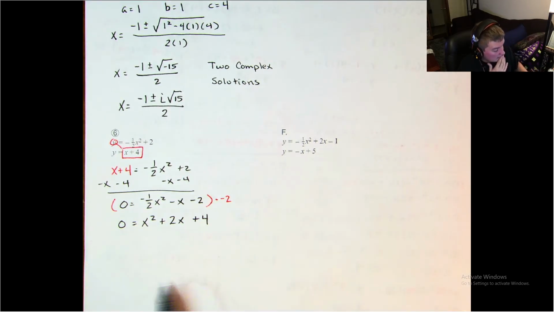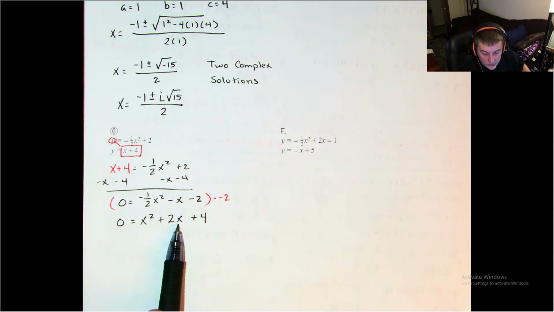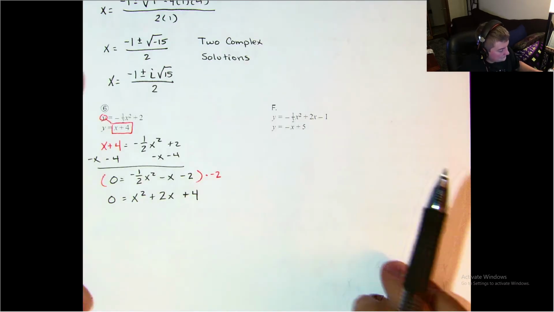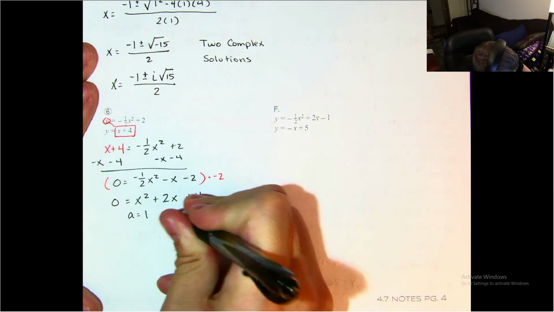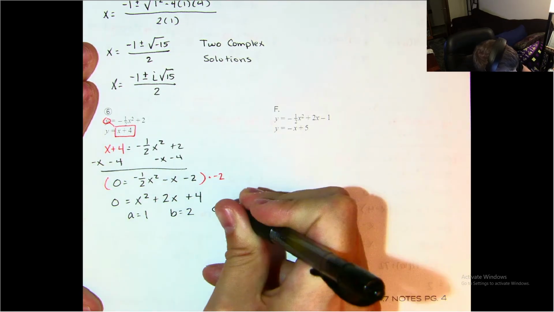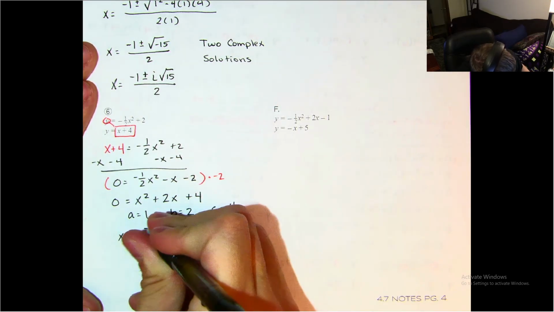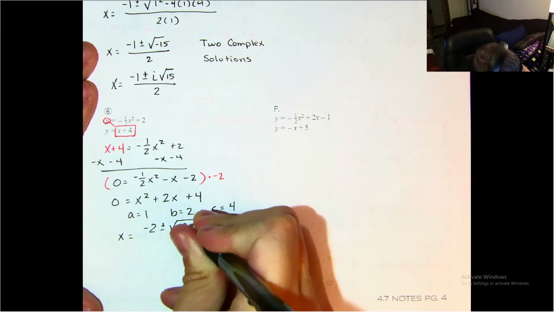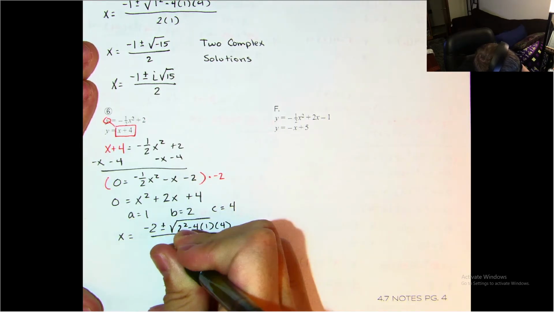And then again, we're getting a problem. We're not going to find numbers that multiply to 4 and add to 2. So that tells me that we're going to have to use the quadratic formula to go ahead and solve this. So my a value here is 1, my b value here is 2, and my c value here is 4. So that means x is equal to the opposite of b plus or minus the square root of b squared minus 4 times a times c, all divided by 2 times a.